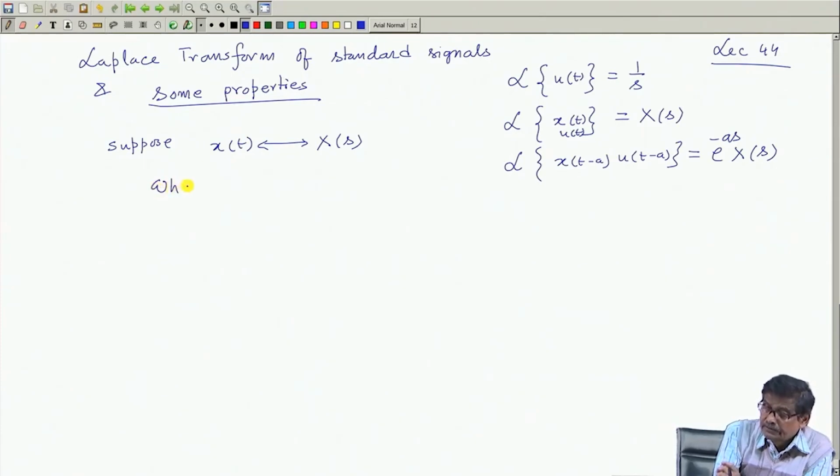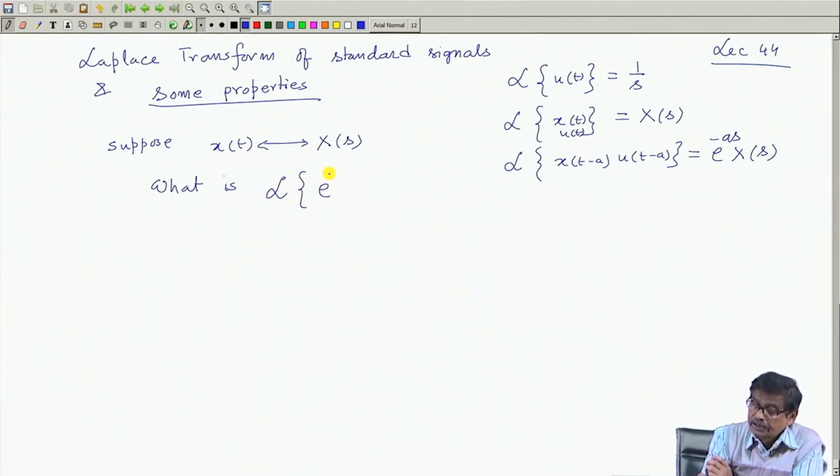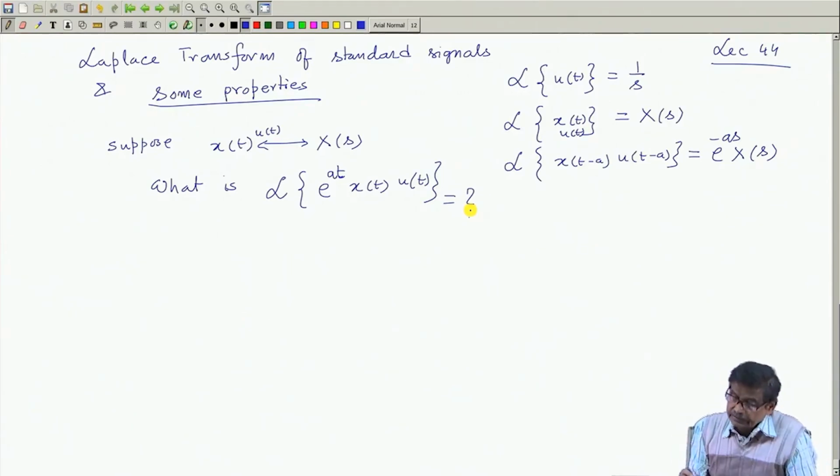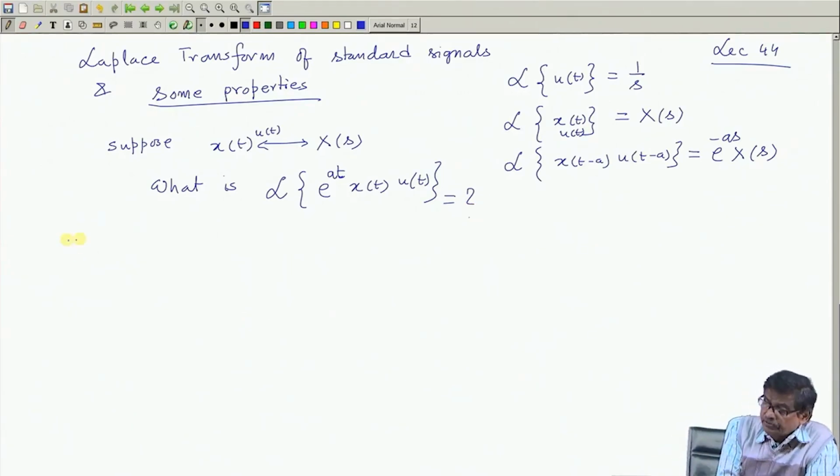So, x(t) u(t) has Laplace transform X(s). Then what will be the Laplace transform of e to the power a t x(t) u(t)? That is what I want to find out. Got the point? So, we start from fundamental.